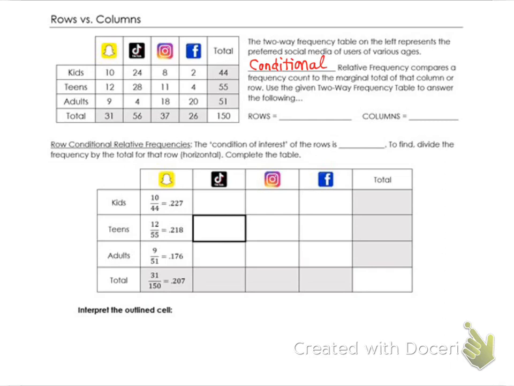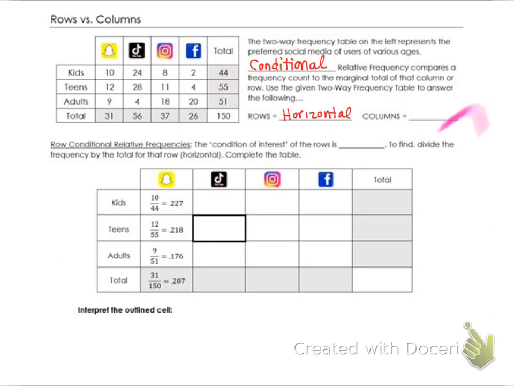Okay, so if we were talking about rows, again, this is horizontal. So if I go over to my table, those horizontal values would be 44, 55, 51, because you're going across from left to right. So all the kids would add up to 44, all the teens add up to 55, all the adults add up to 51. So that is how we are comparing our data.